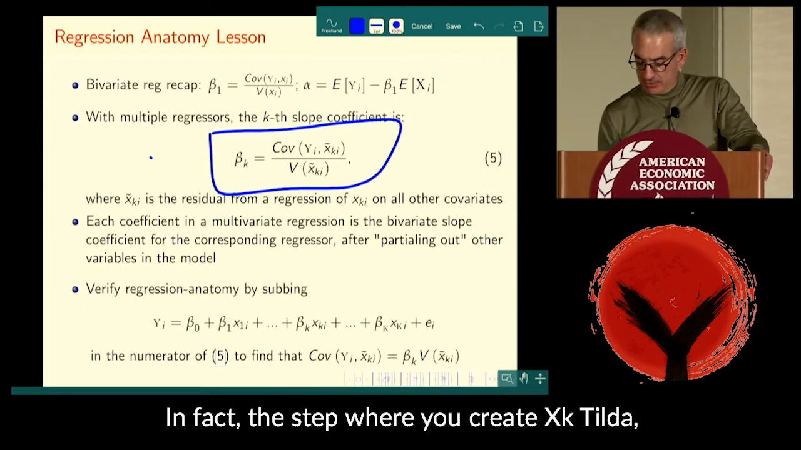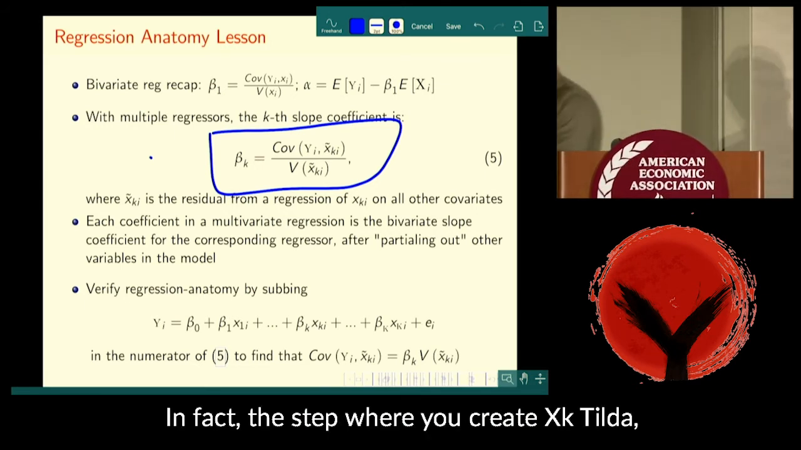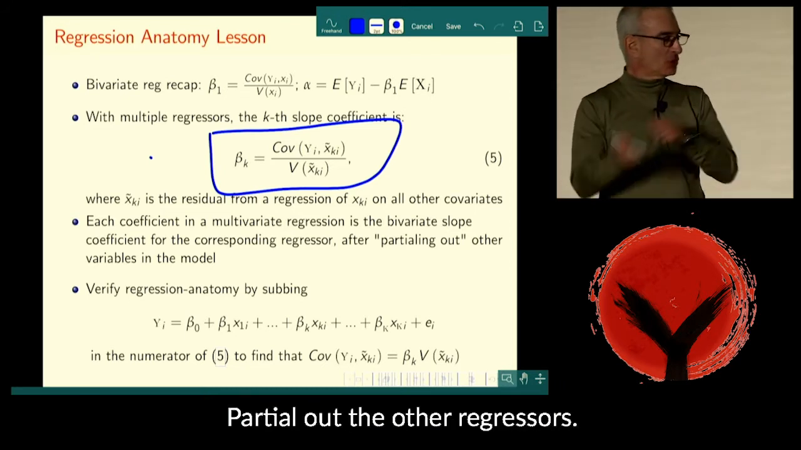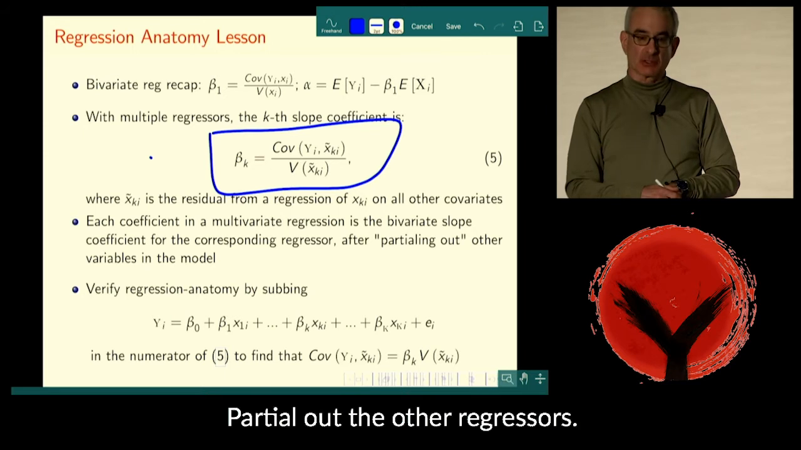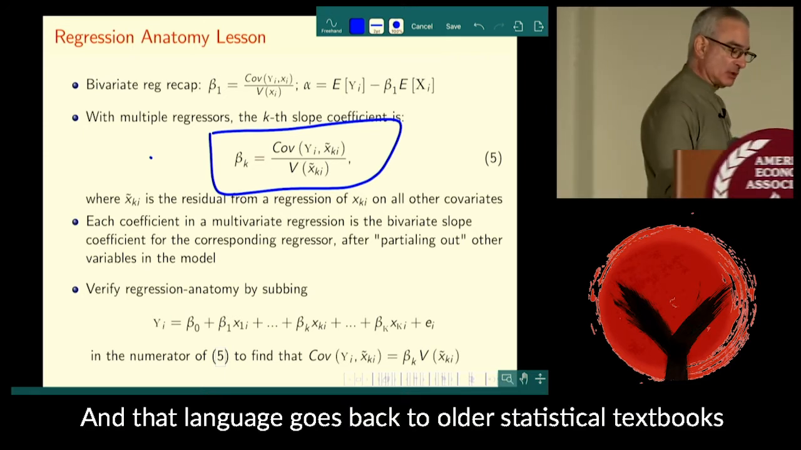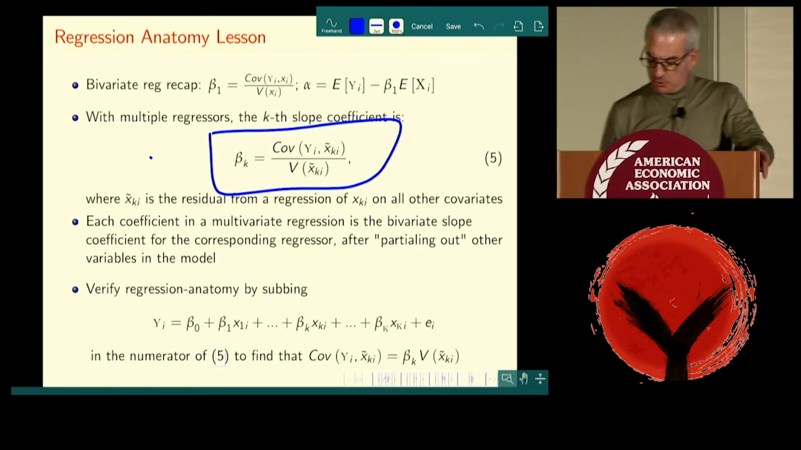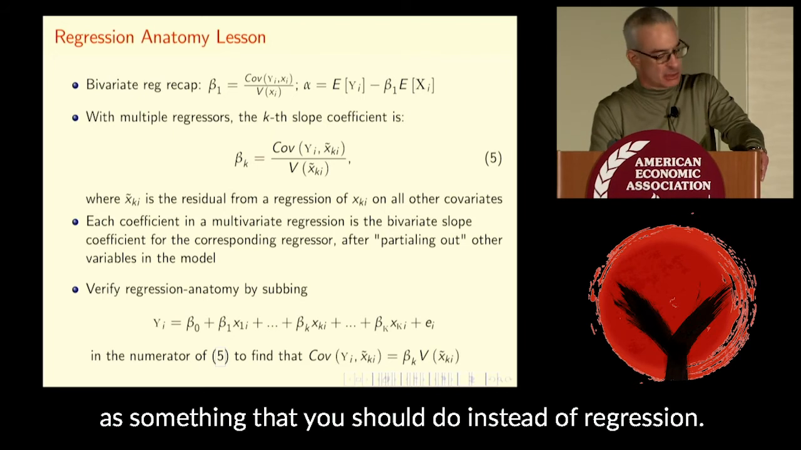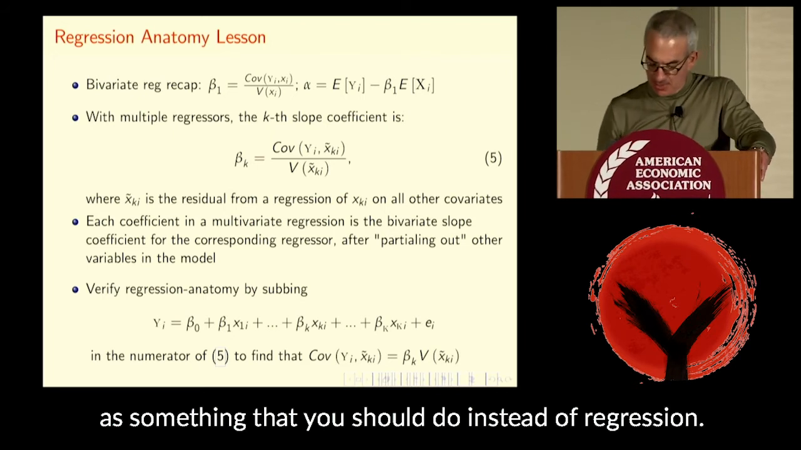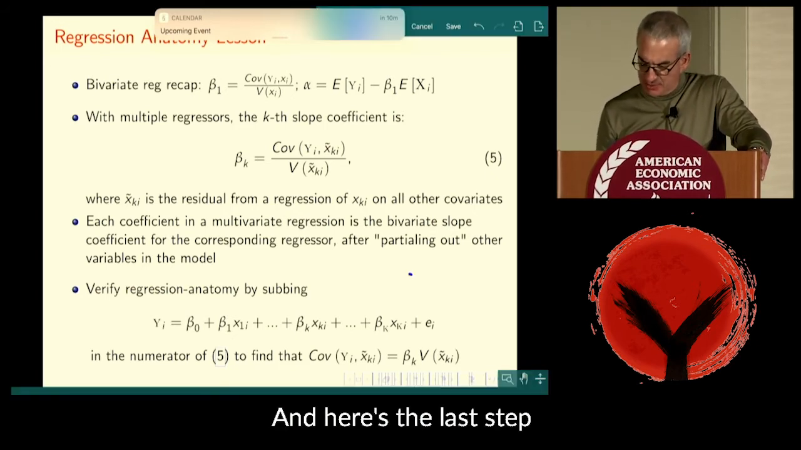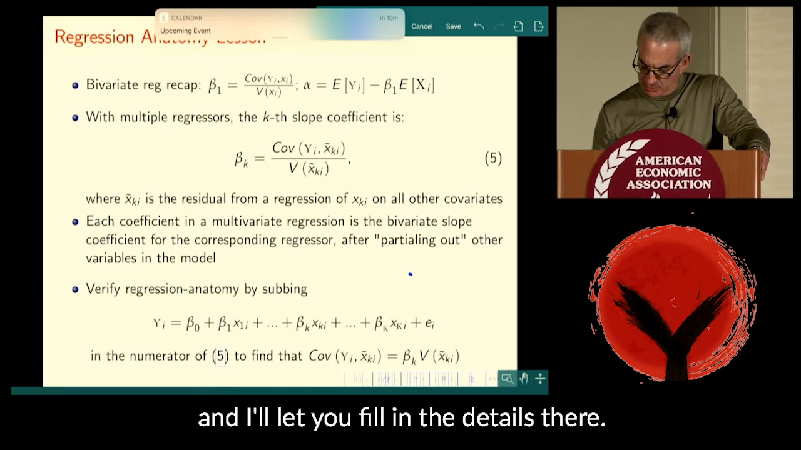In fact, the step where you create xk tilde, a lot of people call that partialing. Partial out the other regressors. And that language goes back to older statistical textbooks which thought of partial correlation as something that you should do instead of regression. So that's regression anatomy. And here's the last step, and I'll let you fill in the details there.